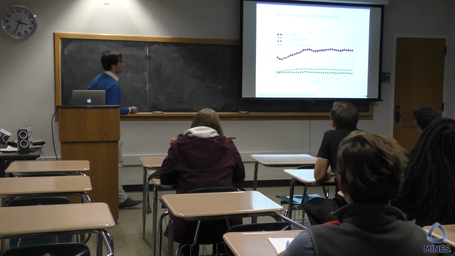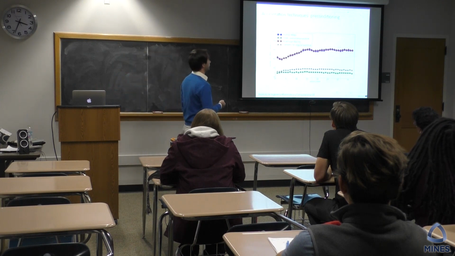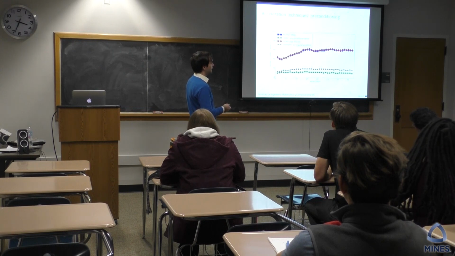Does it work? Yes. So here I compare 2 different formulations. The blue one is the standard one, the Burton-Miller. If we precondition the blue one, we have the green line. Here we have wave numbers, so frequency, from low frequency to high frequency, and this is the number of GMRES iterations.